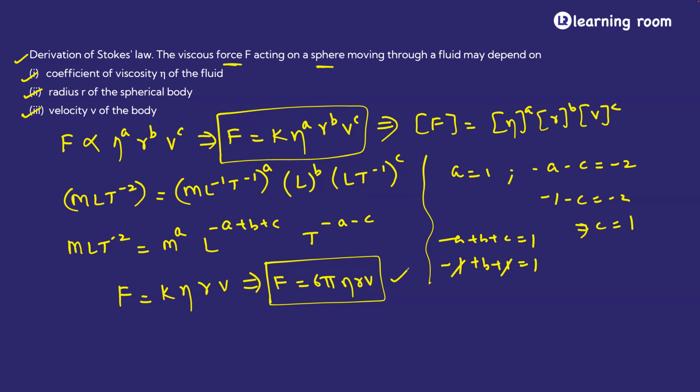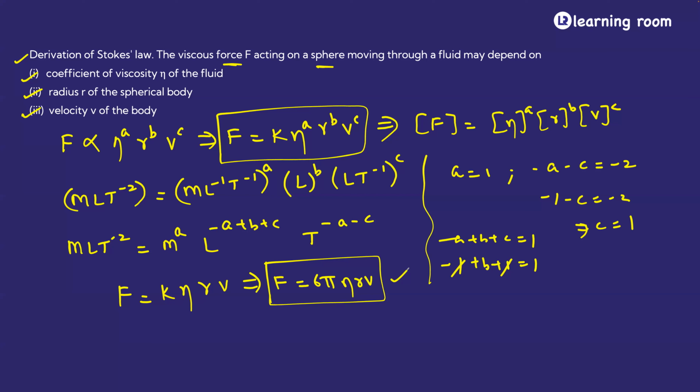The viscous force acting on a small solid sphere moving inside a liquid with a uniform velocity v is given by the expression 6 pi eta r v. And how is it derived? By dimensional analysis. It depends on the coefficient of viscosity, the radius of the sphere, and the velocity with which the solid is moving. Taking all these, we get the expression k eta r v, and k is replaced with 6 pi. This is the mathematical expression of Stokes' law.